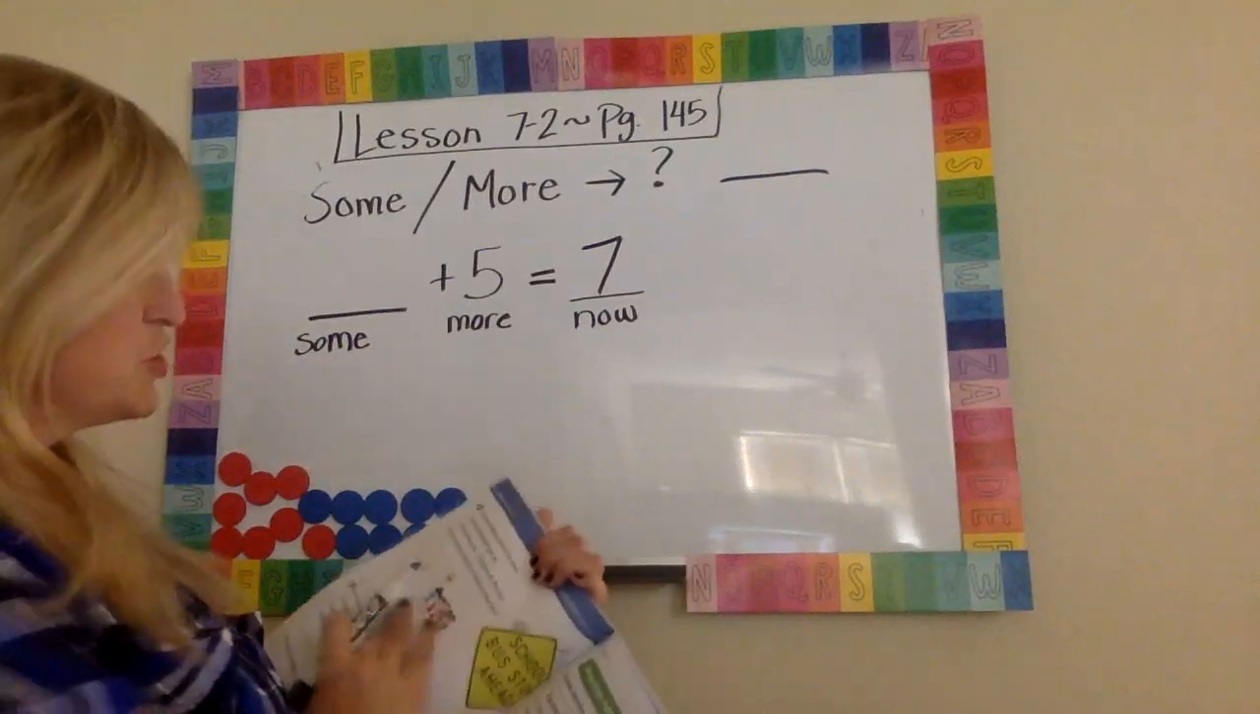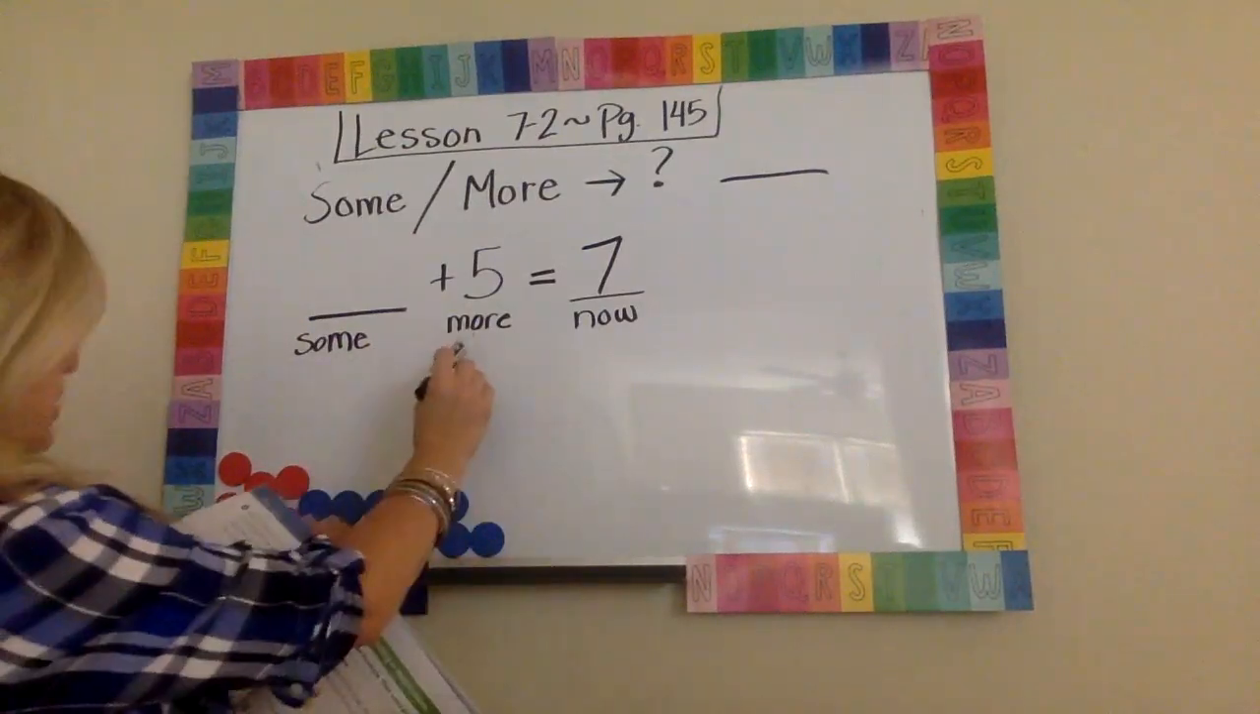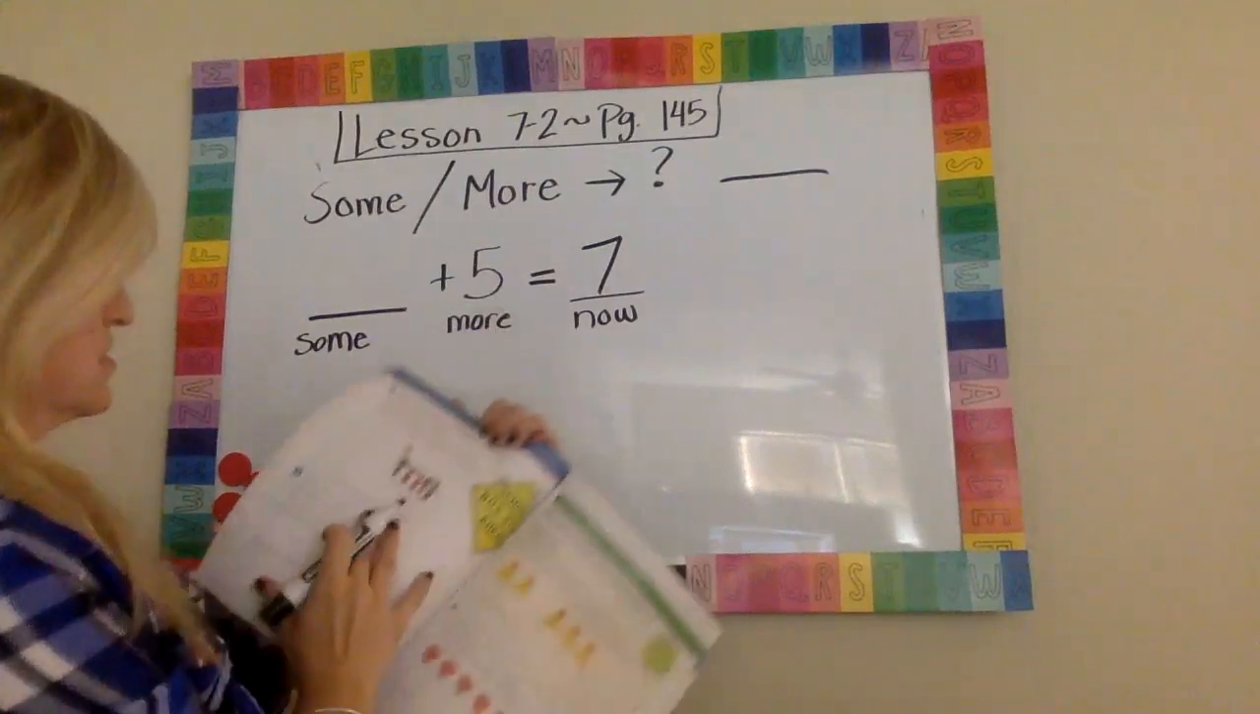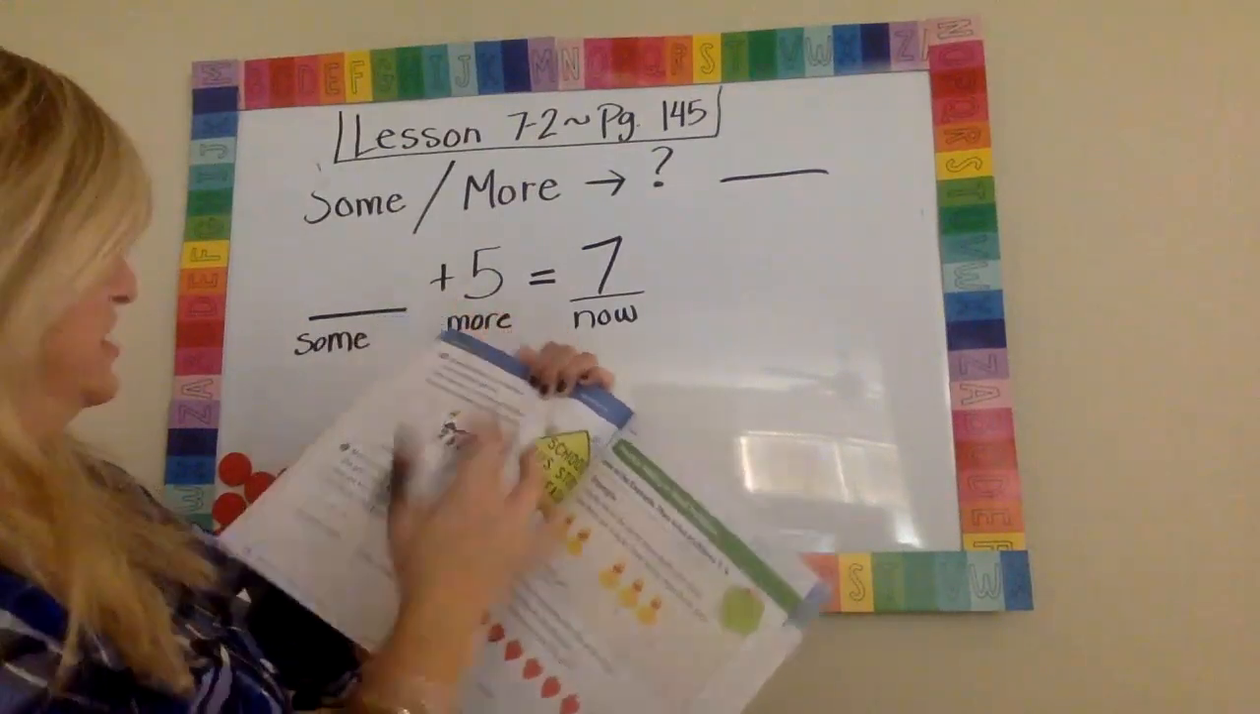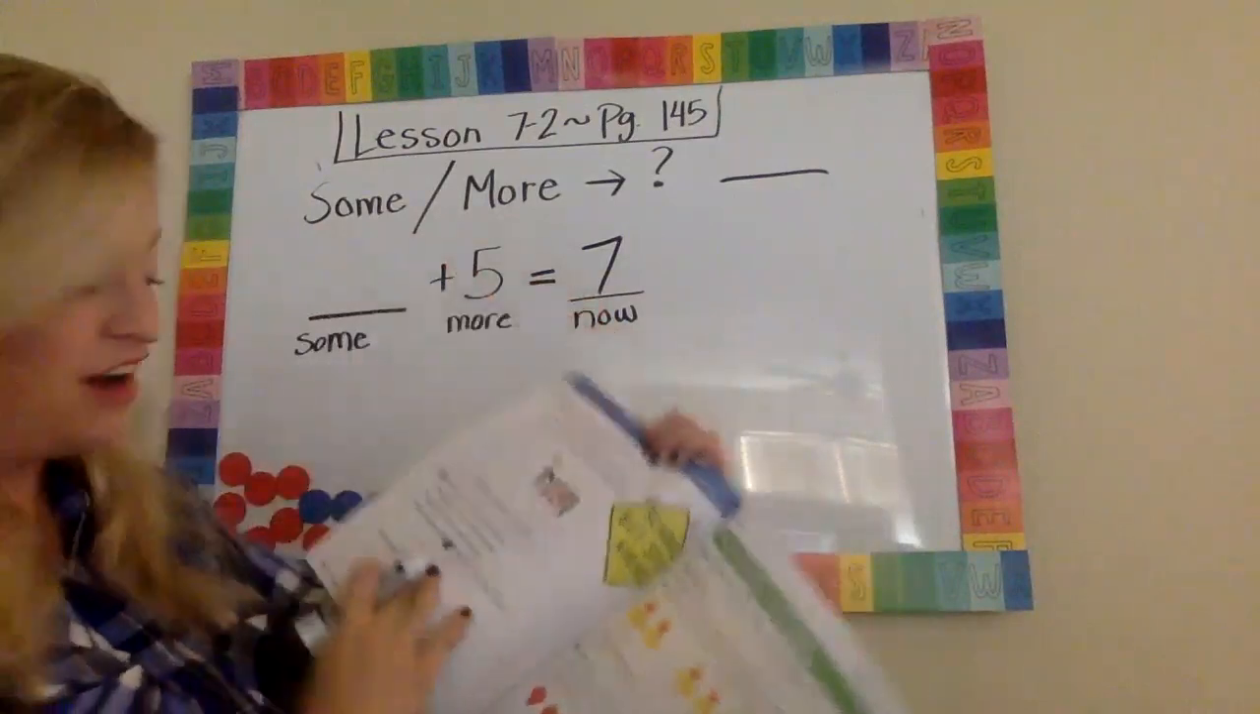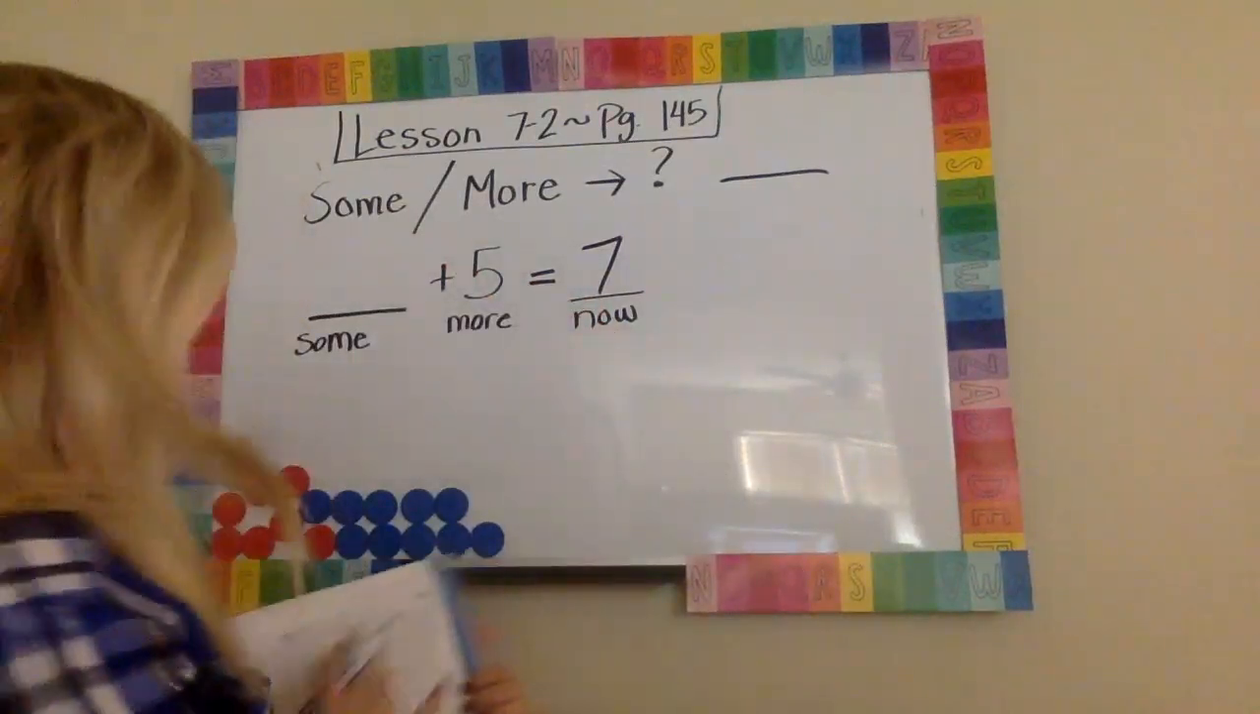Okay, some children are on the bus. 5 more children get on. Now there are 7 on the bus. So you see blank plus 5 equals 7. That's exactly what I did. Nice. I truly didn't look at that before.